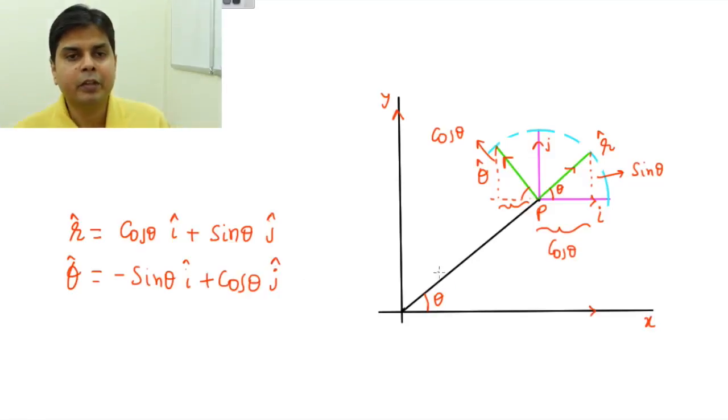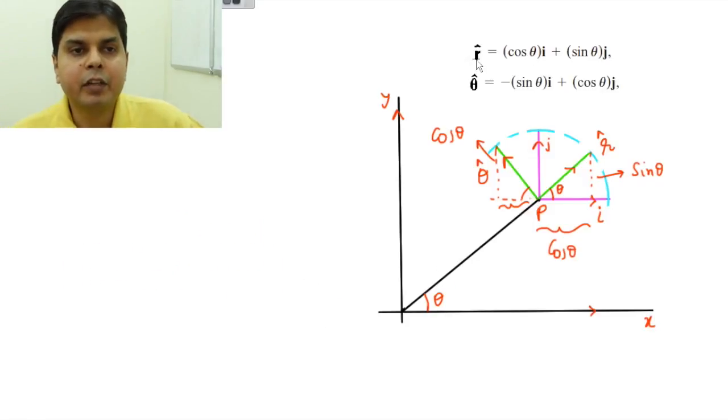j. Okay, so these are my unit vector r and unit vector theta, that is the radial unit vector and the tangential unit vector. r cap is cos theta i plus sin theta j, and theta cap is minus sin theta i plus cos theta j. Why minus? Because this theta cap at this point is going in the backward direction, or leftward.